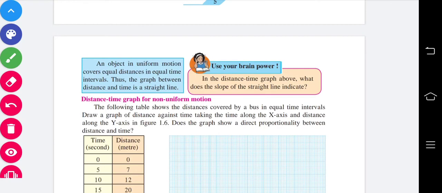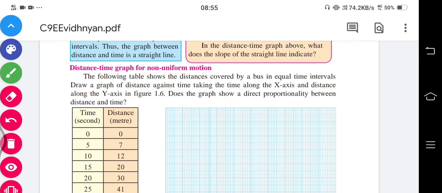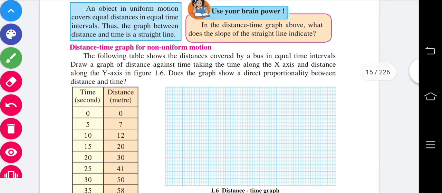Okay, so next, the distance-time graph for non-uniform motion. You previously studied uniform motion. Uniform motion is a straight line, and the straight line indicates the speed of the car. So here is a different example given, the bus. The following table shows the distance covered by the bus in equal time intervals. Draw the graph of distance against time, taking time on the x-axis and distance on the y-axis.